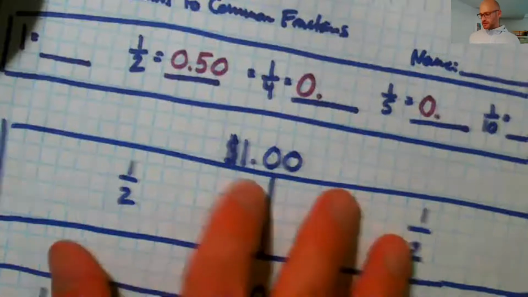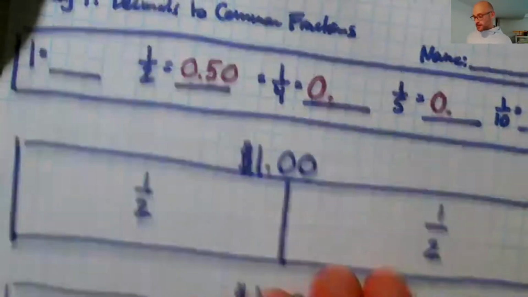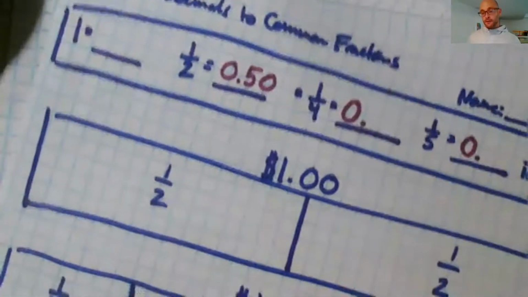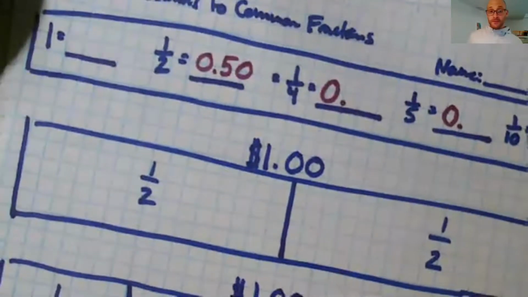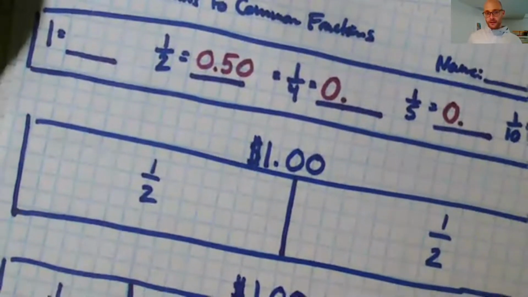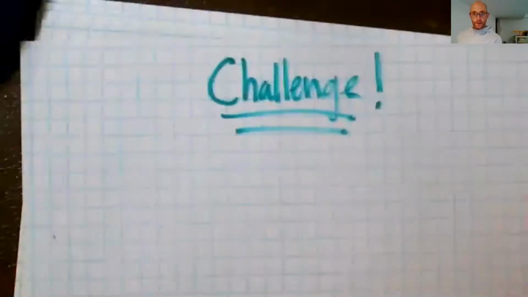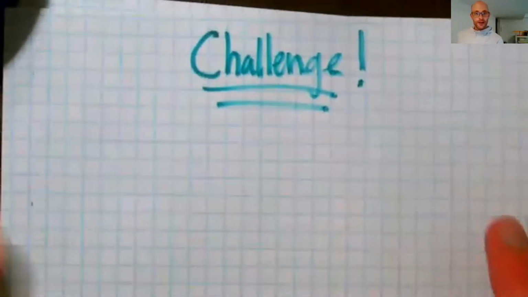Okay, sometimes we call them friendly numbers, right? These numbers, 1/2, 1/4, 1/5, 1/10 and 1 are very friendly with $1 or 100 cents. But there are some other common fractions that are not so friendly with $1, but we still see all the time in the real world and are very common fractions. So if you're looking for a challenge, hang on 1 second and I will get it ready for you.